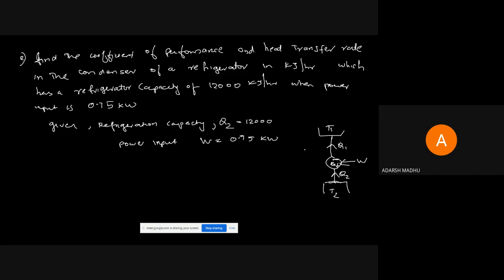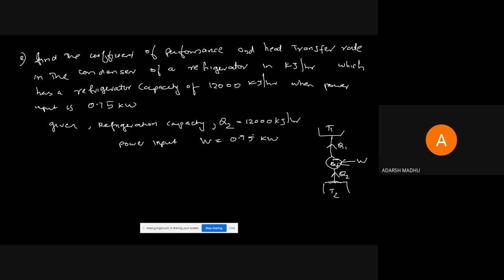Q2 is given as 12,000 kilojoule per hour. And the second given value is power input. Power input is the work done. It is given in kilowatt. So power input W is given as 0.75 kilowatt. So you want to find the COP value of the refrigerator.